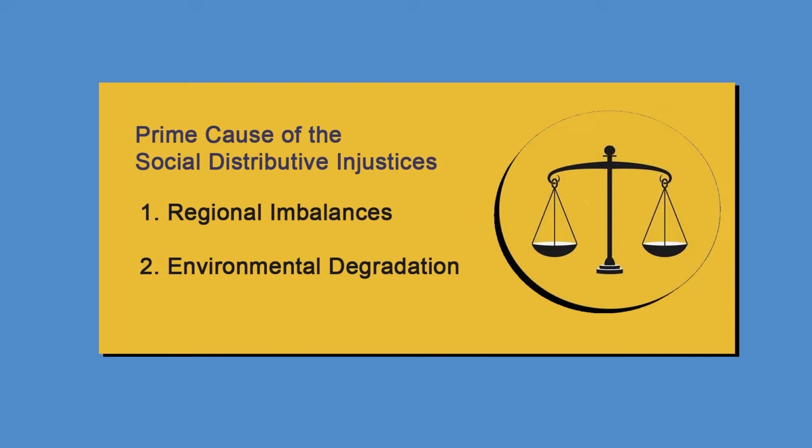Based on these above experiences, it can be said that the present development has not been able to address the issues of social injustice, regional imbalance and environmental degradation. On the contrary, it is being widely considered as the prime cause of the social distributive injustices. Deterioration in the quality of life and human development, ecological crisis and social unrest.